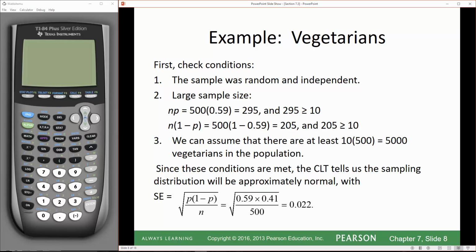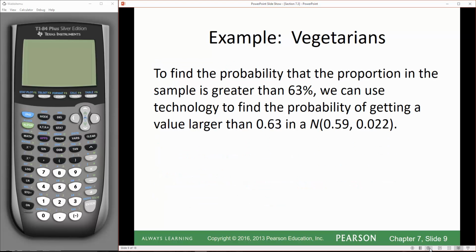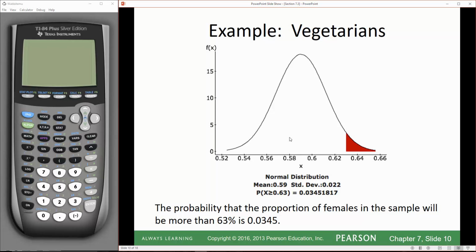Since these conditions are met, we can assume that the distribution will be approximately normal, and here's my standard deviation. We're plugging in 0.59 for p, and then q is 1 minus p, and then dividing by n, which is 500. Take the square root of that, and we get 0.022. So that's my standard error, or essentially my standard deviation. To find the probability that the proportion in the sample is greater than 63%, we can use technology to find this. So here's actually a printout.